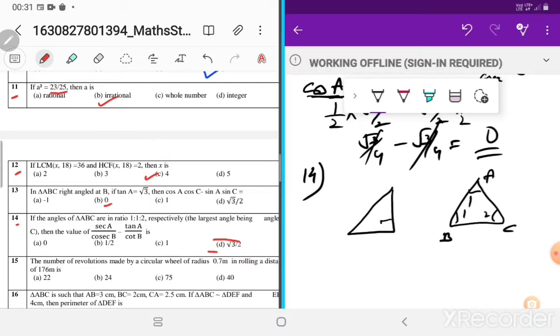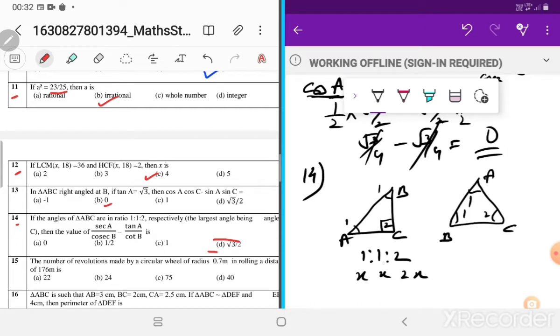So largest angle is what? This one, that is angle C, 90 degree. So here is angle A and here is angle B. Anywhere I can take. So if this angle is ratio 1, this is 1, and this will be 2, the largest angle, that will be C. So now it is ratio. Since it is ratio 1:1:2, I can take all the angles as x, x and 2x.